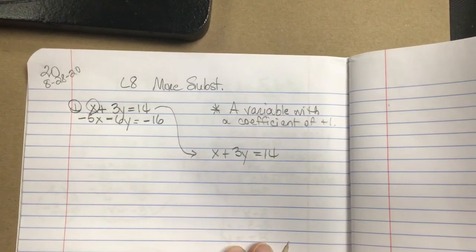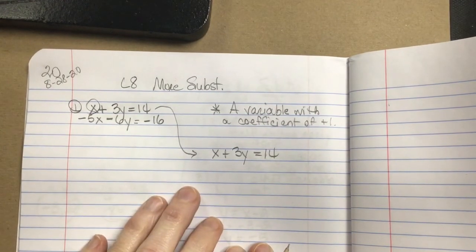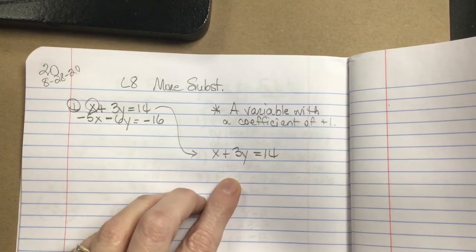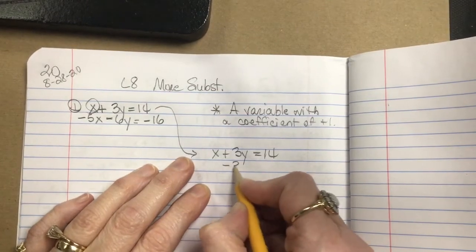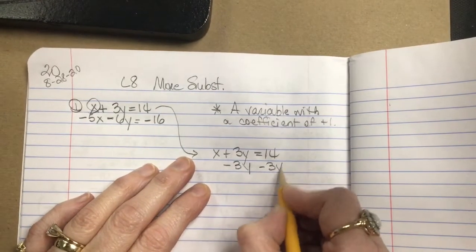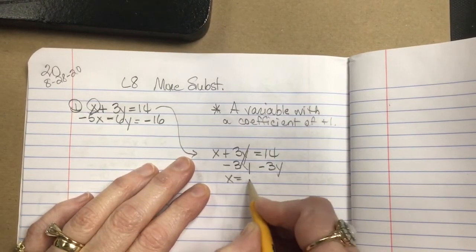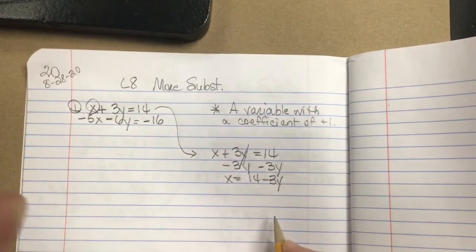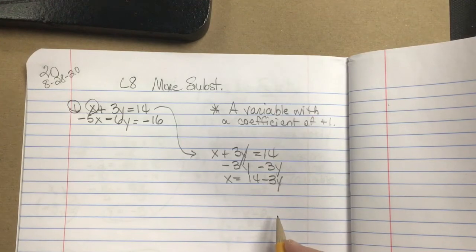How do you get that x by itself? What do we have to get rid of? How do you get rid of a plus 3y? Minus 3y. And I get x equals, and I'm just going to write it like it is, 14 minus 3y. If you commute it, it would be negative 3y plus 14.